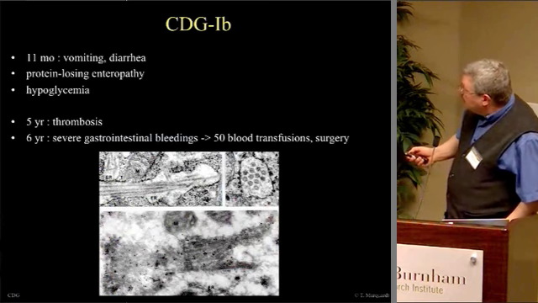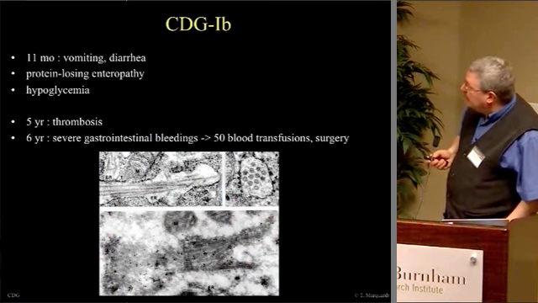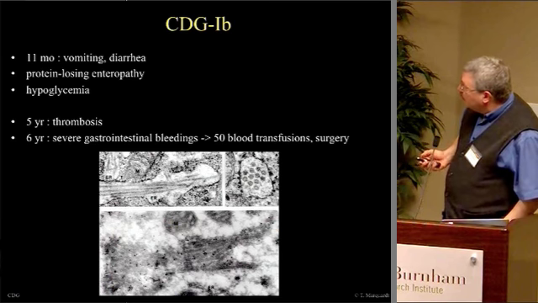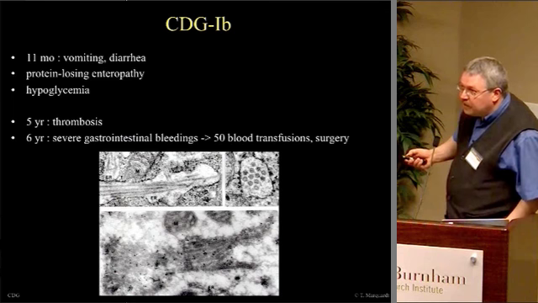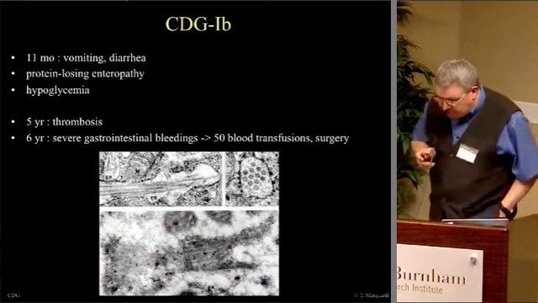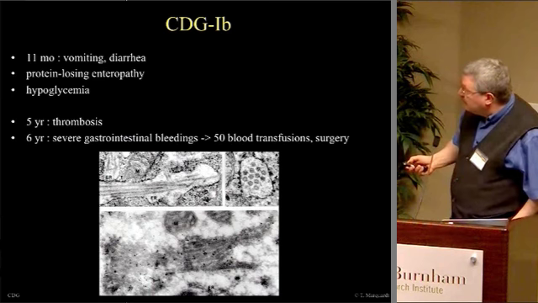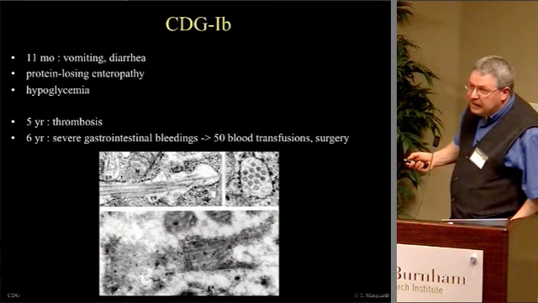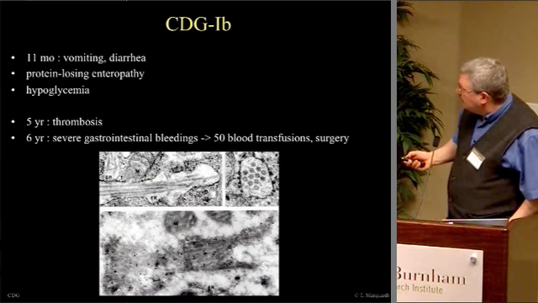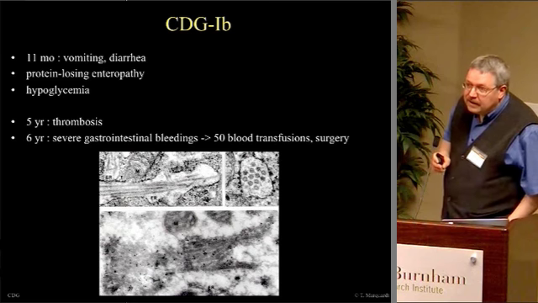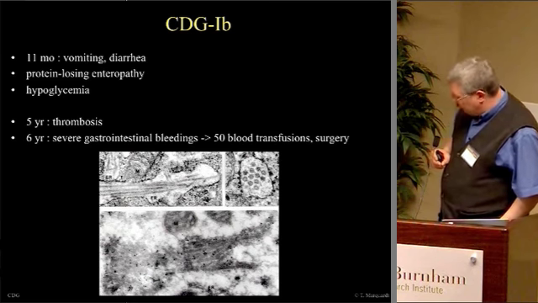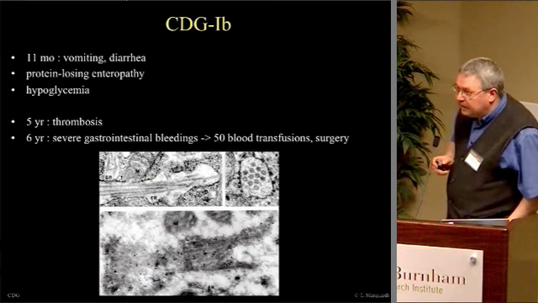So the first disorder was CDG1B, and that was a boy who was severely ill when he was 6 years of age, due to thrombosis he had the year before. He was treated with an anticoagulative treatment. And as a consequence, he got very severe gastrointestinal bleedings. He received an incredible amount of blood transfusions, and gastrointestinal arteries were surgically interrupted, but the bleeding could not be stopped.